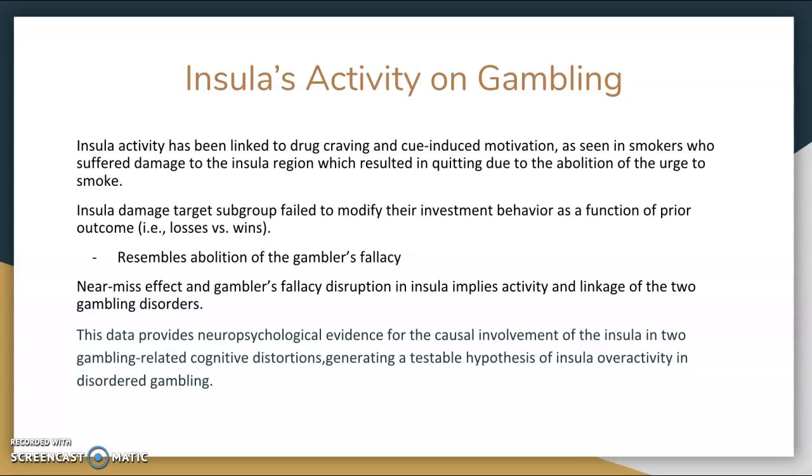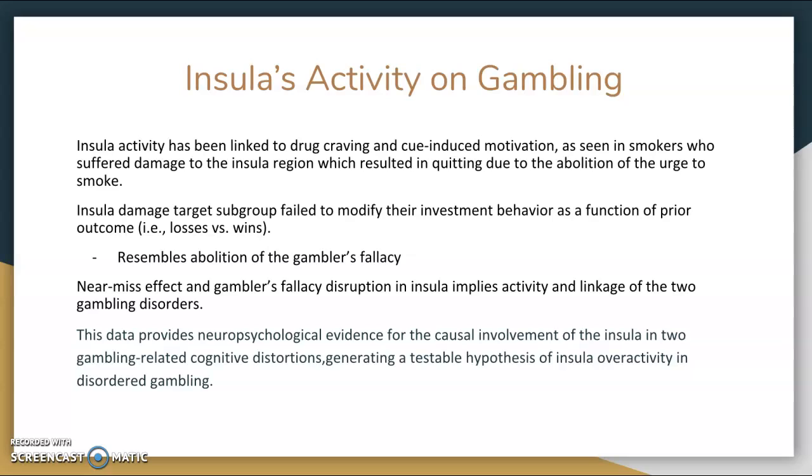So if we look at the insula's activity on gambling, insula activity has been linked to drug craving and cue-induced motivation, as we've learned throughout the semester, and we saw it in smokers who suffered damage to the insula region, which resulted in quitting due to the abolition of the urge to smoke. If we go further, the insula-damaged target subgroup failed to modify their investment behavior as a function of prior outcome. They didn't base their next choice on their previous wins and losses whenever they were playing these games.